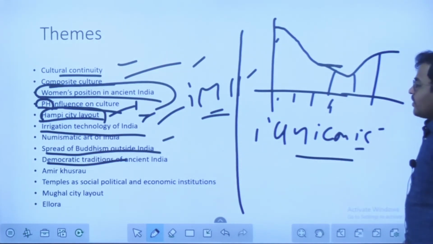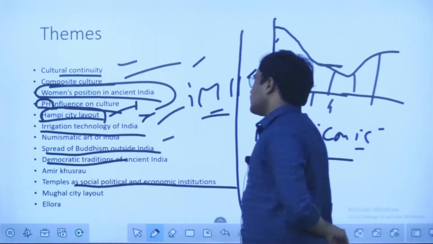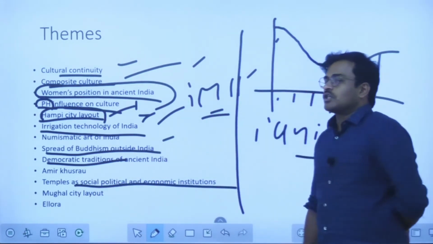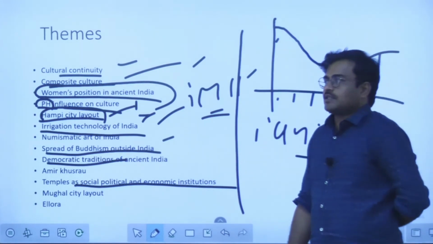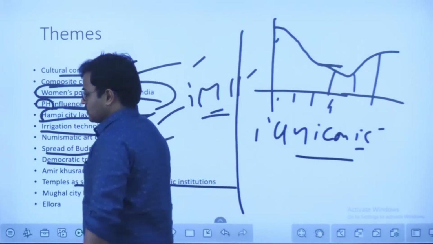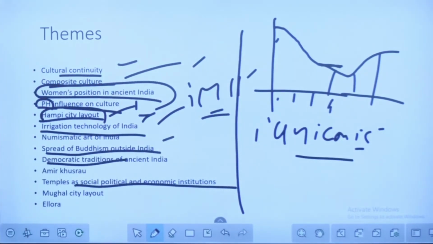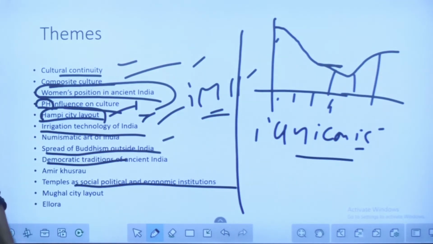Then Amir Khusro, I have talked about him. Then there is a possibility of a question on temples as social, political, and economic institutions in ancient India. They are not just religious institutions. They are social, political, and economic institutions. I have an answer for this. I can send it. This is very peripheral, not very important. Mughal city layout, not a question, sir. Forget about it. Very remote possibility.